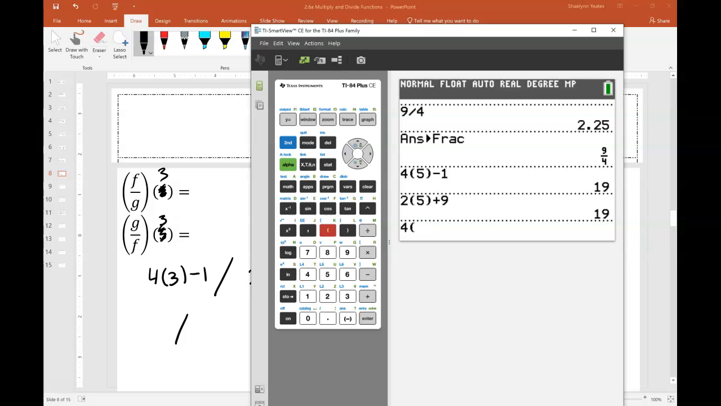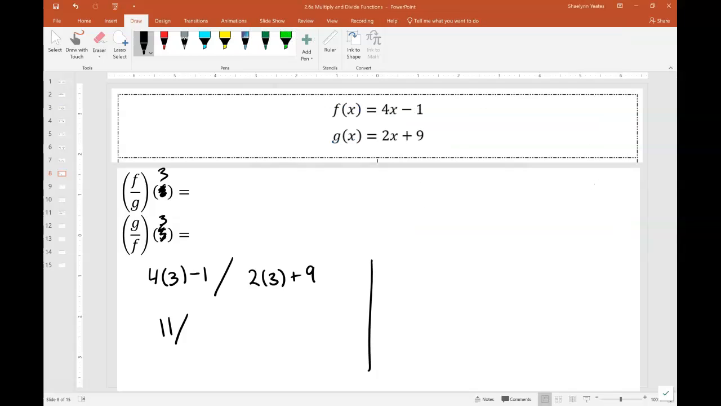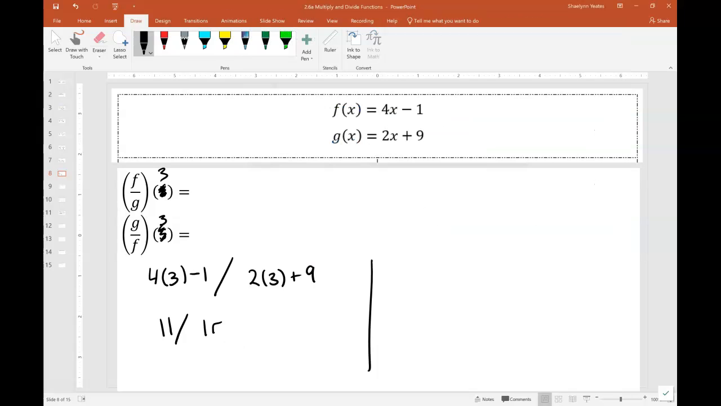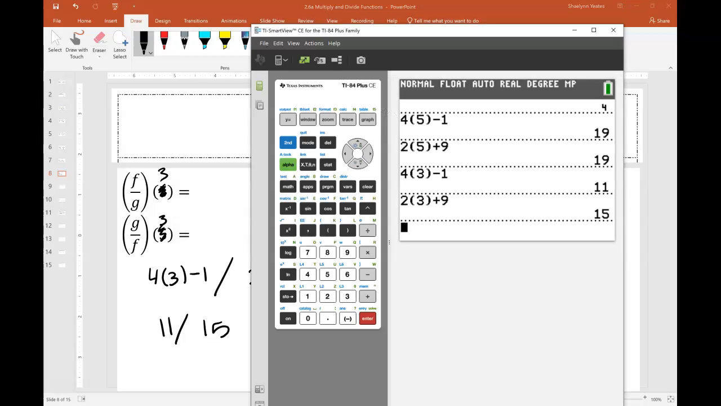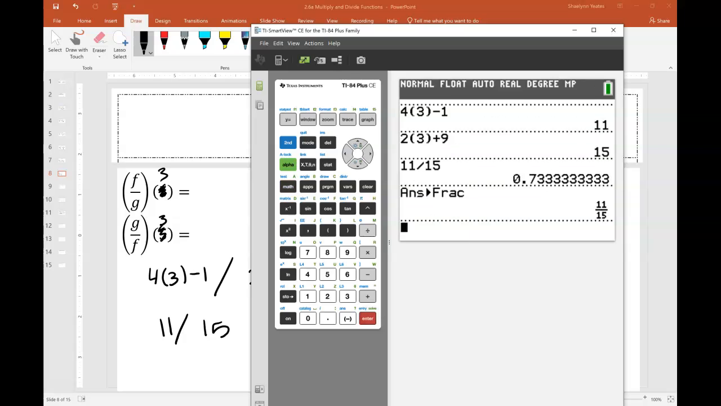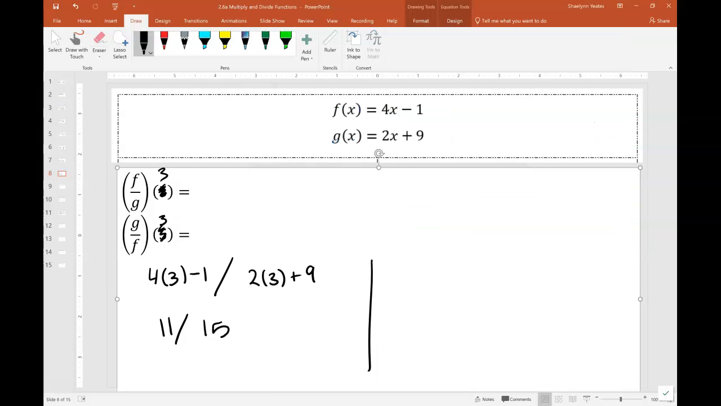So we're going to do 4 parenthesis 3 close parenthesis minus 1. We get 11. And then on the right side, we're going to do 2 parenthesis 3 close parenthesis plus 9, and we get 15. So in my calculator, I'm going to do 11 divided by 15, and I get a weird decimal, so I'm going to press math and enter twice, and I get 11/15. That's fine. It's fine doing that.